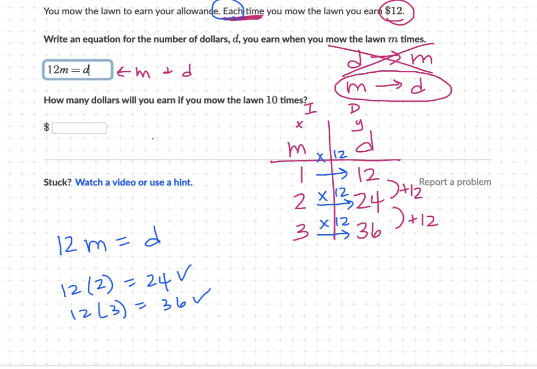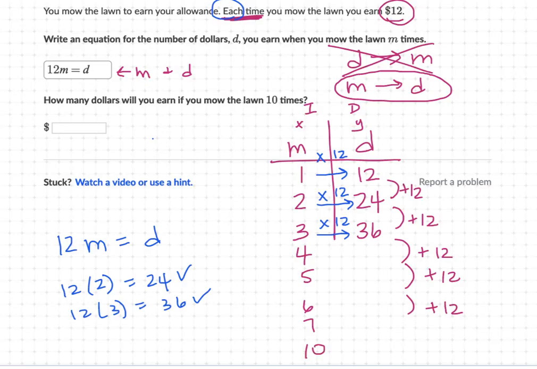Now they're asking how many dollars would you earn if you mow the lawn 10 times? This is where your equation and your multiplication rule come in handy, because if you were to add 12 each time to build on and get to 10, oh my gosh, that would take forever, right? You would have to add 12, add 12, add 12. But now that you have this rule that it's just the number of lawns that you mowed multiplied by 12, you don't have to do all that math. You just take 10 times 12 and you get $120.